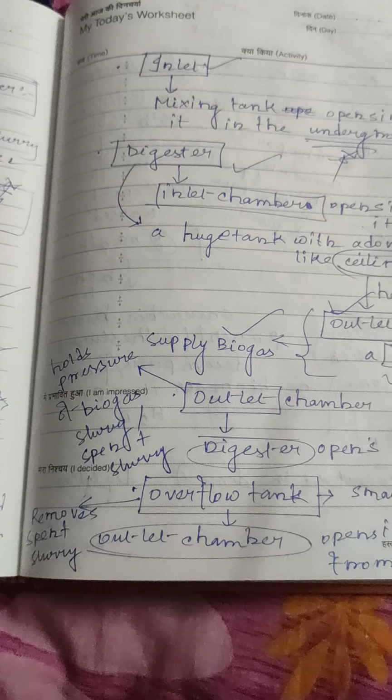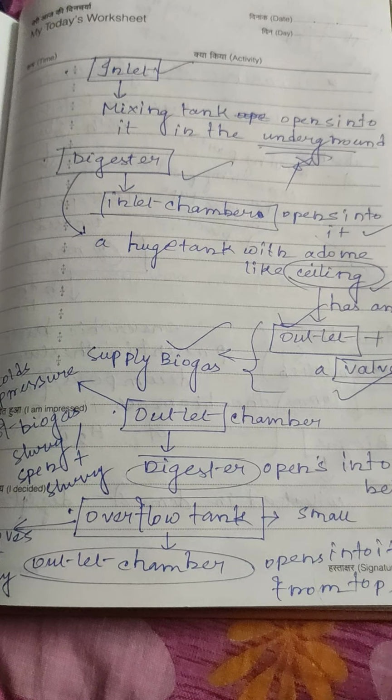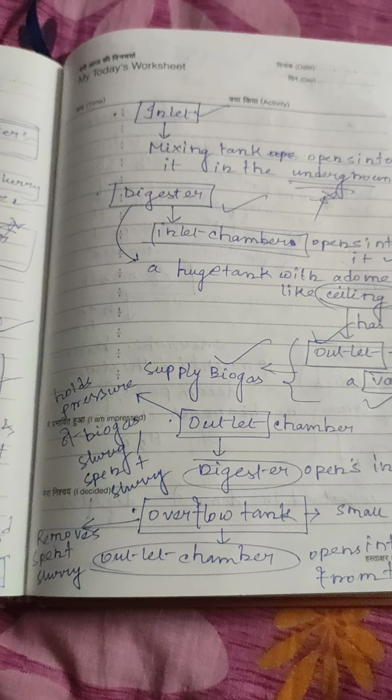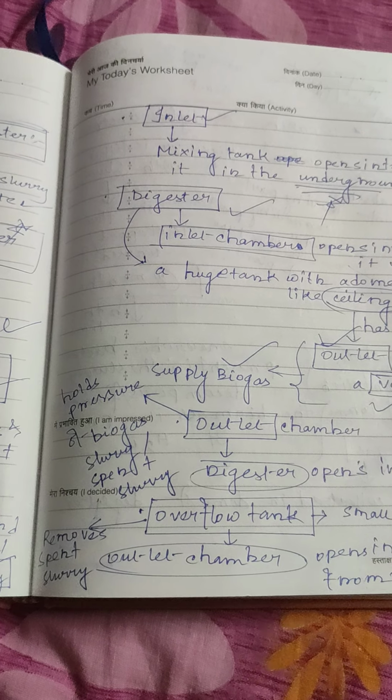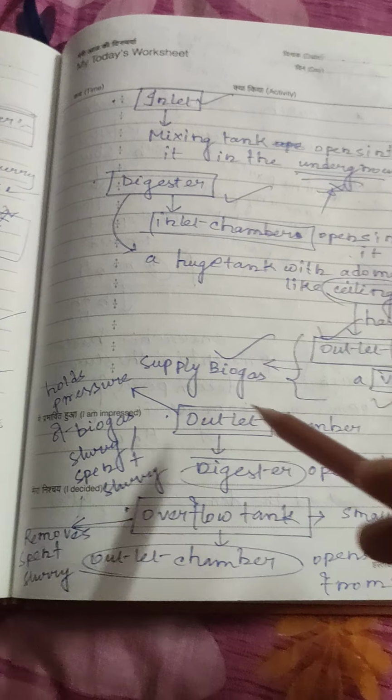So the inlet chamber opens into the digester. The digester is a huge tank with a dome-like ceiling. The ceiling has an outlet plus a valve. This outlet plus valve system supplies the biogas.